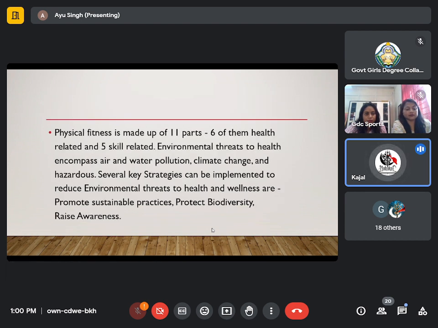Physical fitness is made up of 11 parts, 6 of them are health related and 5 skill related. Environmental threats to health encompass air and water pollution, climate change, and hazards. Several key strategies can be implemented to reduce environmental threats to health and wellness: promote sustainable practices, protect biodiversity, raise awareness.